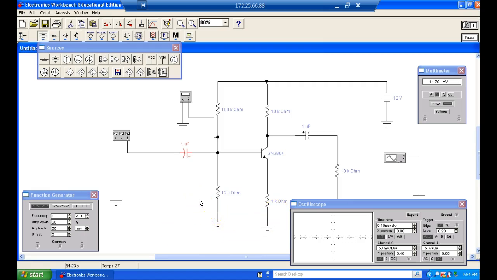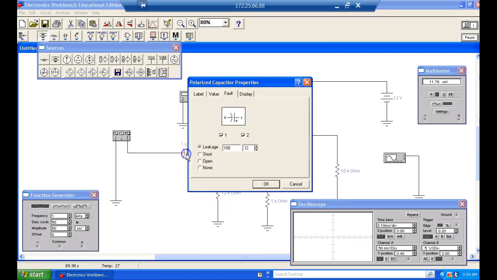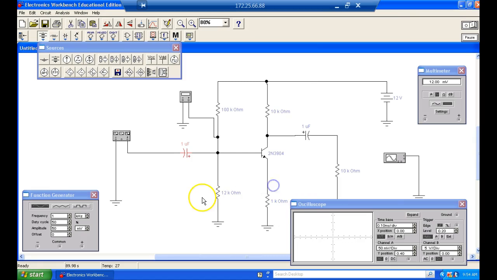We okay? Yes or no? So you're saying the leakage, is it going to be? Well, it all depends on how much leakage you have. So if I come up here and make this 1,000 ohms, then my base voltage is still going to be low.